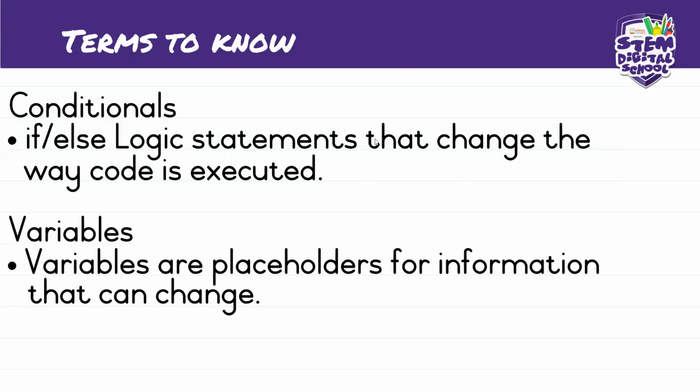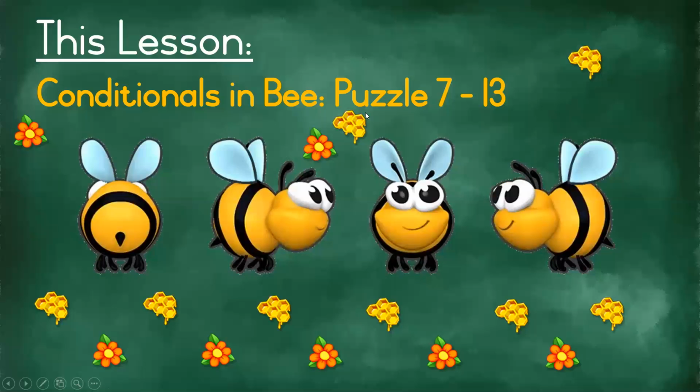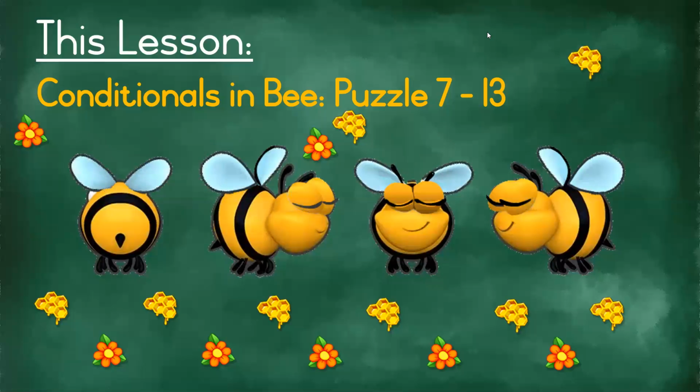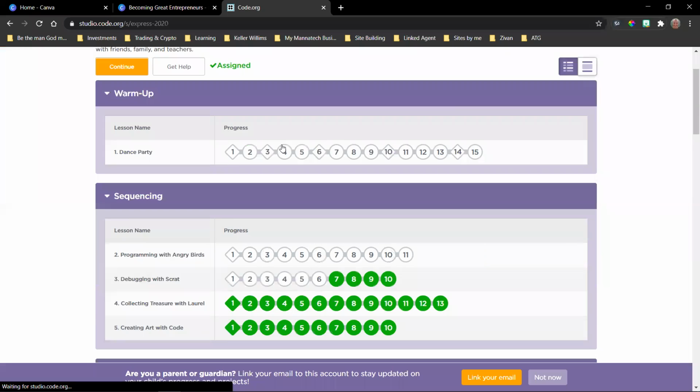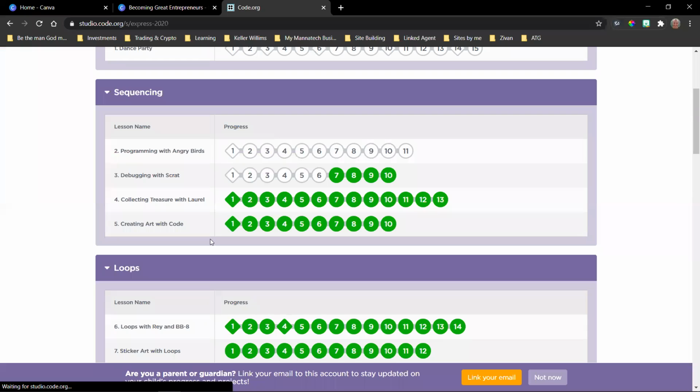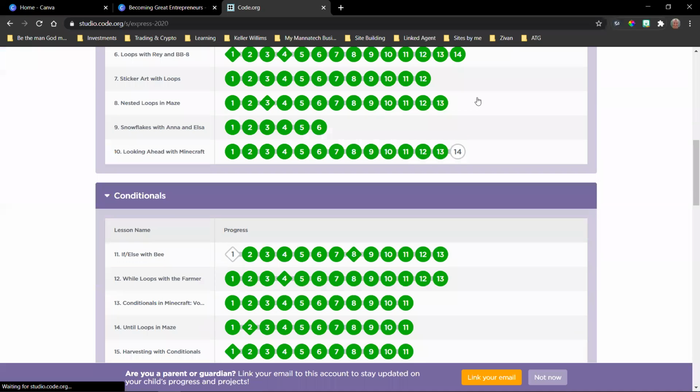Awesome. So let us get into this. We are looking at conditionals in B, and there are a lot of these flowers and honeycombs because that's what we're going to be doing. Now, let me jump to my coding screen over here. I'm going to find that I called it conditionals in B. They call it if else with B. Doesn't really matter. An if else statement is a conditional. So that's fine. We're going to jump off from puzzle number 7.